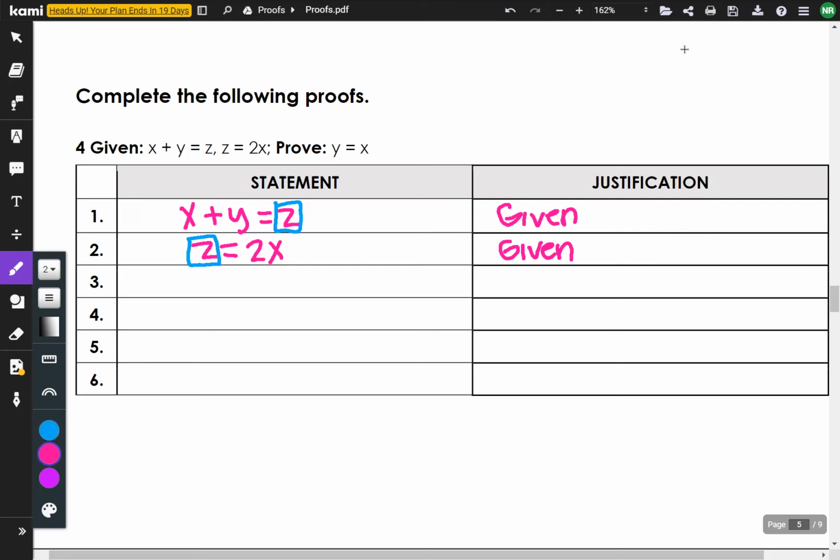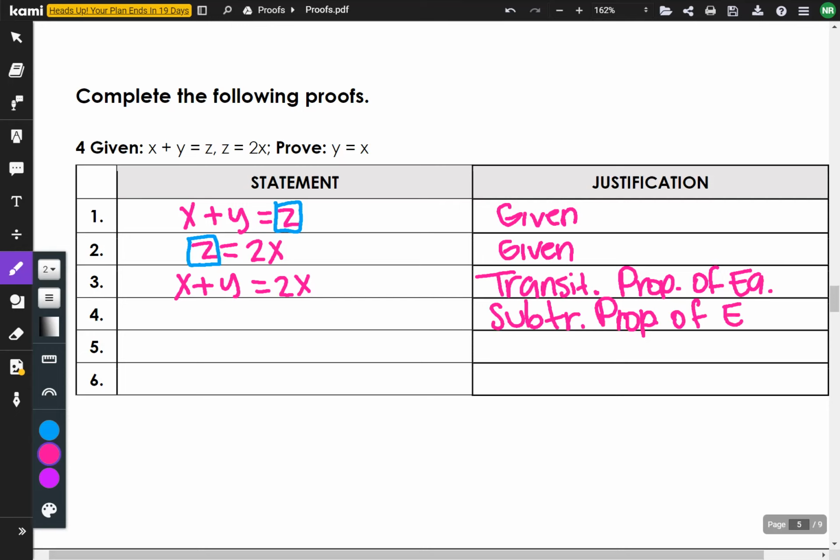So how do we write that? And we use what property? Transitive. x plus y equals 2x. And from there, since we're trying to get y by itself, we solve. And we solve by doing what? Subtracting. When we subtract, what do we get? Yep. So that means we're done.